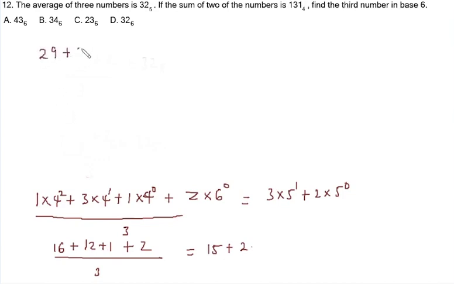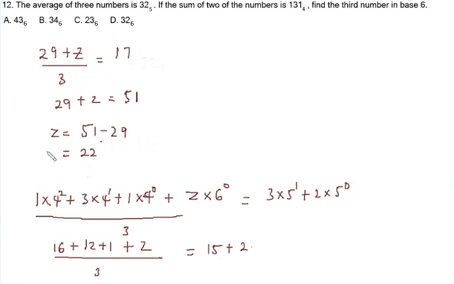plus z divided by 3, and this is equal to 15 plus 2 from here is 17. So cross multiplying, we have 29 plus z is equal to 51. Okay, so that z is equal to 51 minus 29. 51 minus 29 is 22. So remember, z was in base 10. So this 22 base 10.